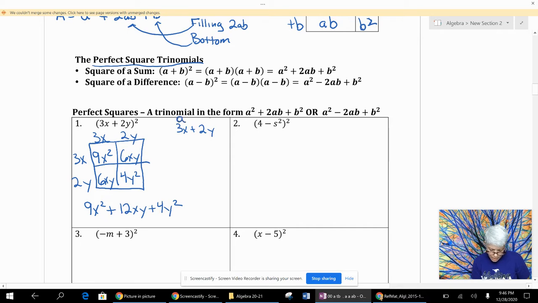Now, coming back to the 3x plus the 2y. Let's call this a and call this b. And if I squared a, I would get 9x squared. If I squared b, I would get 4y squared. And in the middle, the filling, if that goes by this pattern 2ab, if a is 3x and b is 2y, and I multiply them both by 2, I will get this 12xy. Pretty cool. Let's keep going.